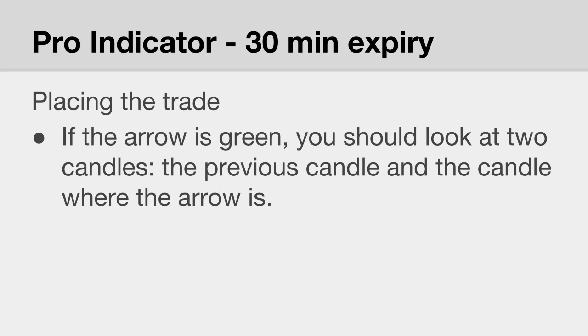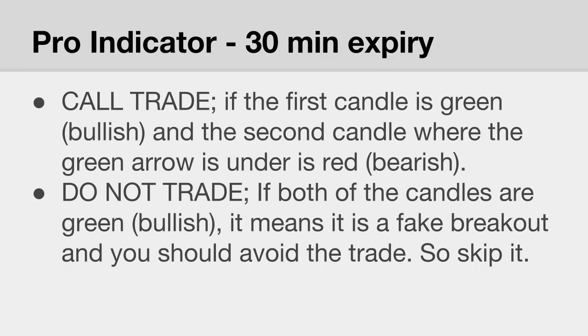Placing the trade. If the arrow is green, you should look at two candles, the previous candle and the candle where the arrow is. For a call trade, if the first candle is green or bullish and the second candle where the green arrow is under is red, bearish, then place a call trade. If both of the candles are green or bullish, it means it's a fake breakout and you should not trade this. Avoid the trade and skip it.